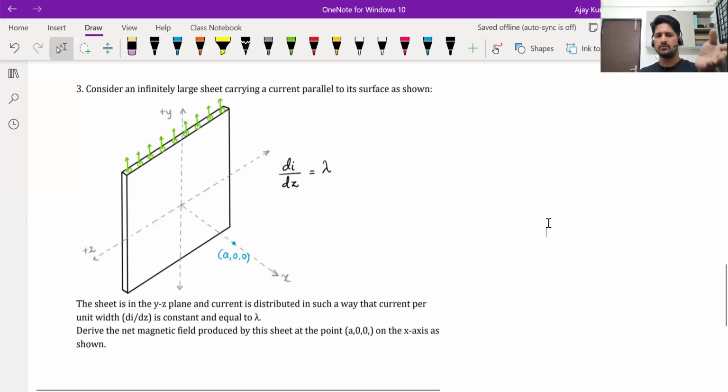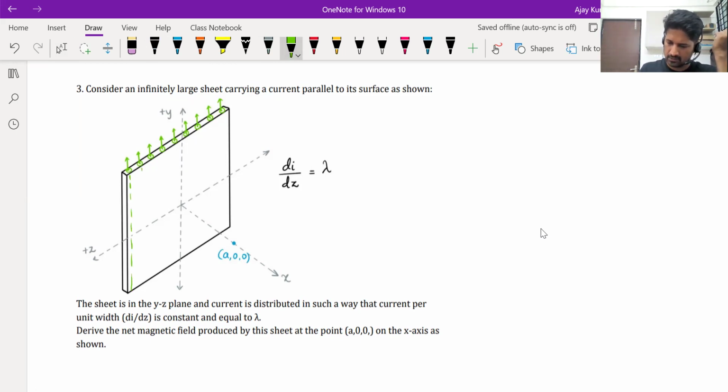Yeah. So you can see there is a flat sheet carrying current in a particular direction. Here also there are many streams of current. This is one stream of current, another stream of current, and so on. Infinite streams of current are there. They're all straight. They're all infinitely long. You have to find out the net field at some point in front of the sheet.